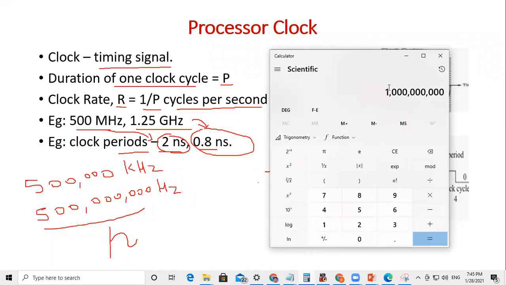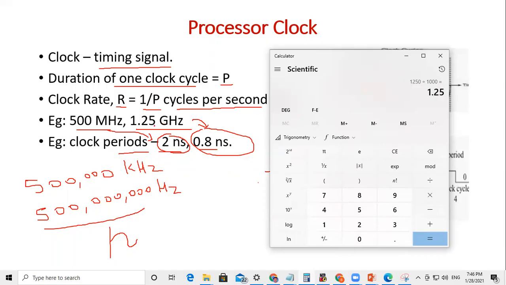So divide this 1 second, which is 1 second in terms of nanoseconds, by 0.8. When you divide, you get this value. The clock rate is this many hertz. But we want the answer in gigahertz. If you divide it by 1000, you get kilohertz. Again divide by 1000, you get megahertz. Again divide by 1000, you get gigahertz. So this is 1.22 gigahertz, right?